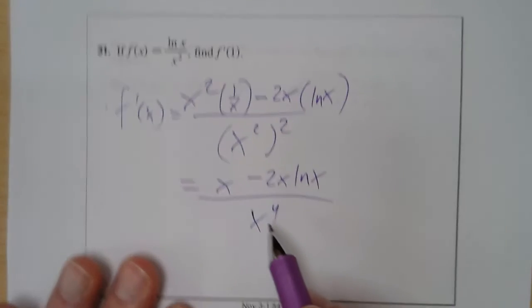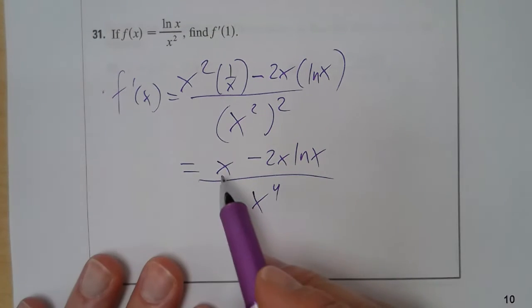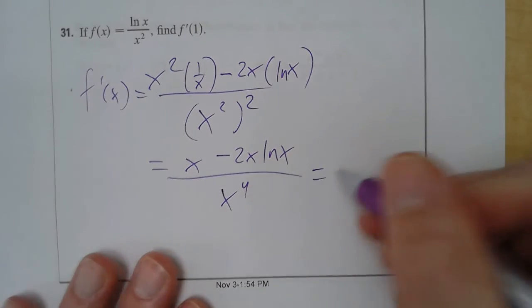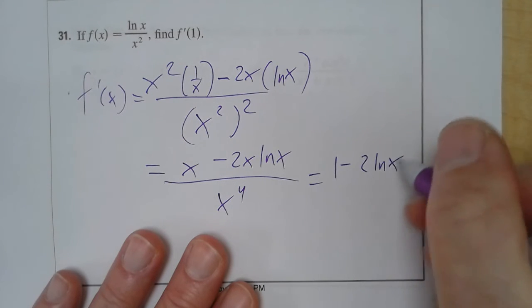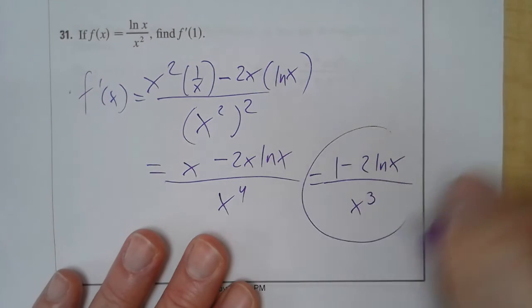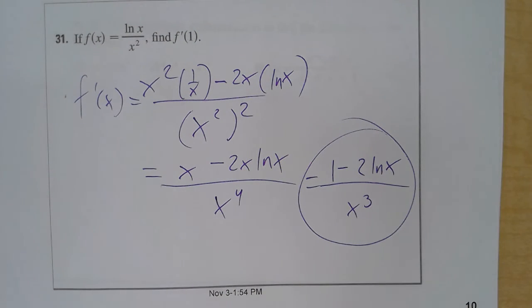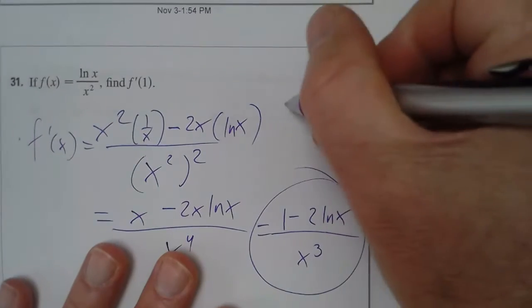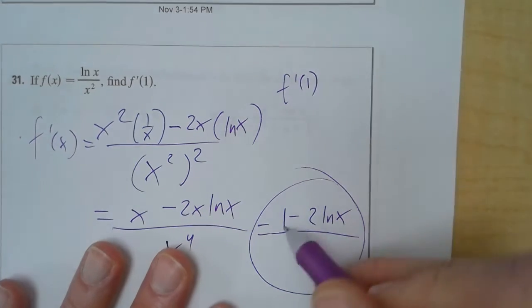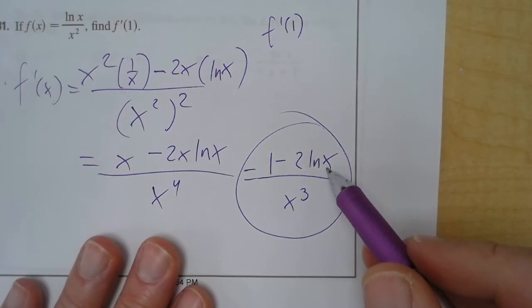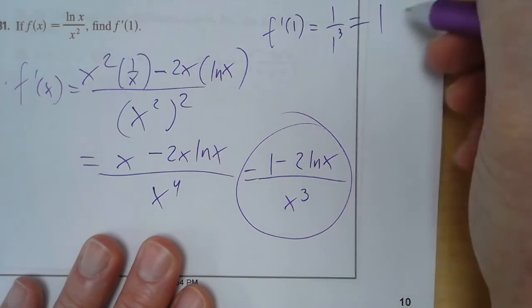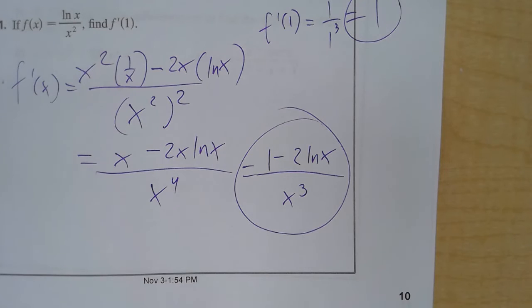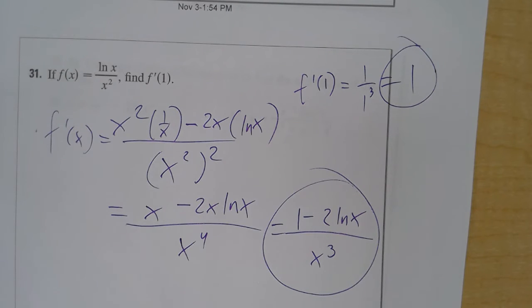Now, we could actually divide out an x on each of those because this term has an x, that term has an x, that term has an x. So 1 minus 2 natural log of x over x to the 3rd. That would be a better answer because I divided an x out of each of those. Now I'm putting in 1: f prime of 1 means I'm putting 1 in for x. Well, the natural log of 1, we remember, is 0, so the answer would be 1 over 1 cubed, so it should be 1. Number 31, the answer is 1. All that work for 1.